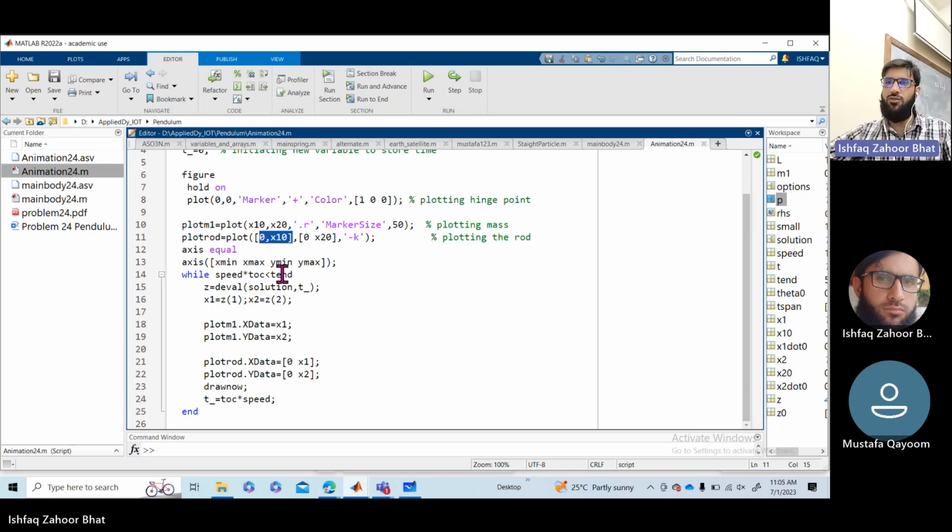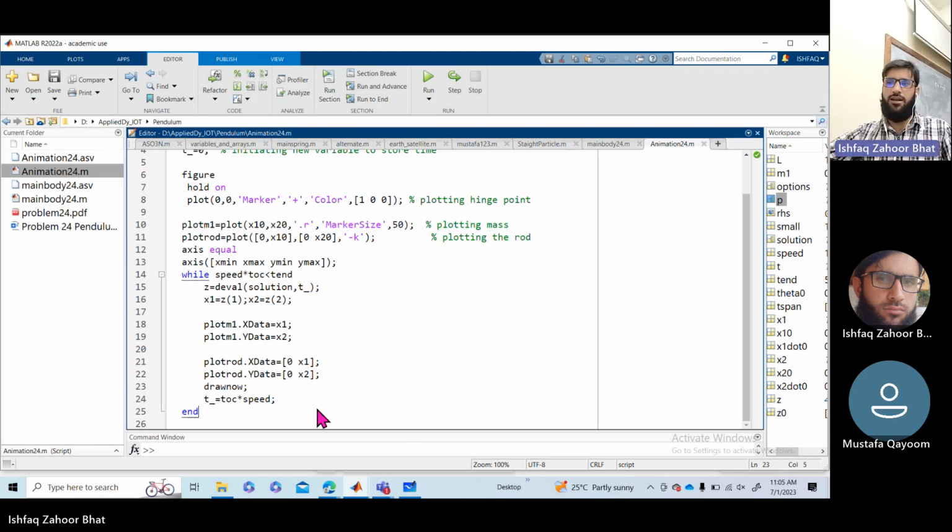So what was x? 0. So the origin, one of the ends, is constant. We don't need to change this one. The only thing we need to change is this. So this should be x1, and this should be x. Is it okay? Yes, sir. Then we use this draw now. Draw now means it immediately draws the figure.